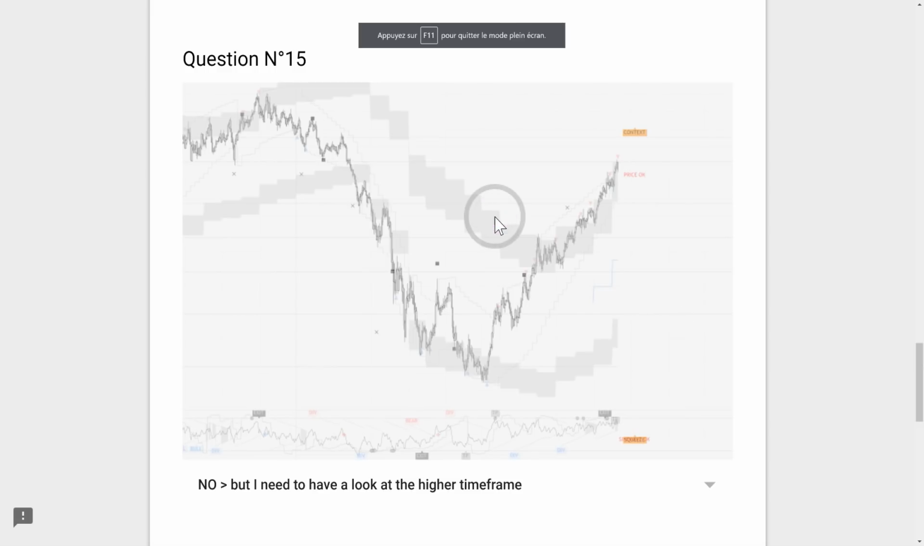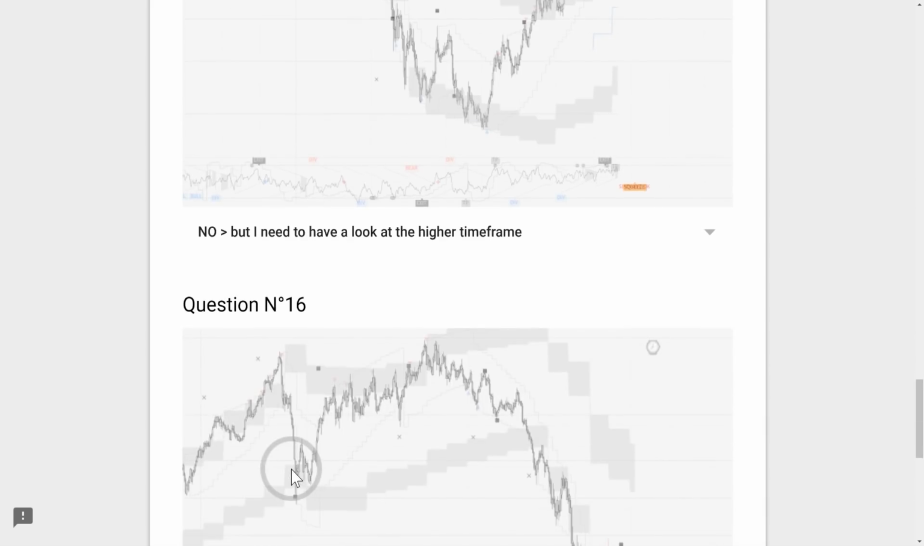All right, so you had some visit in the meantime. So I think we figured it out about this one. The answer is clearly this. Have a look at the higher time frame. Way too risky in there, even for me.